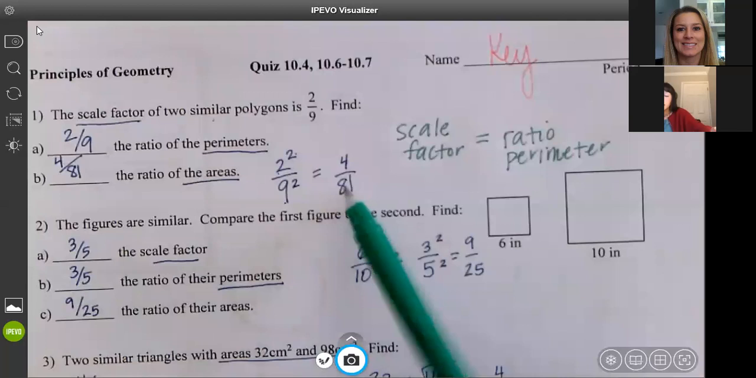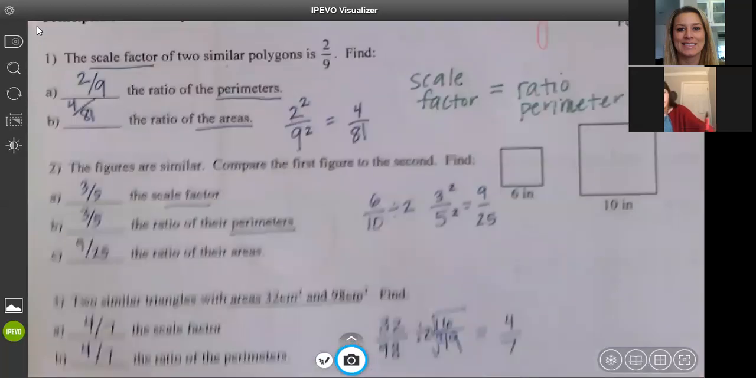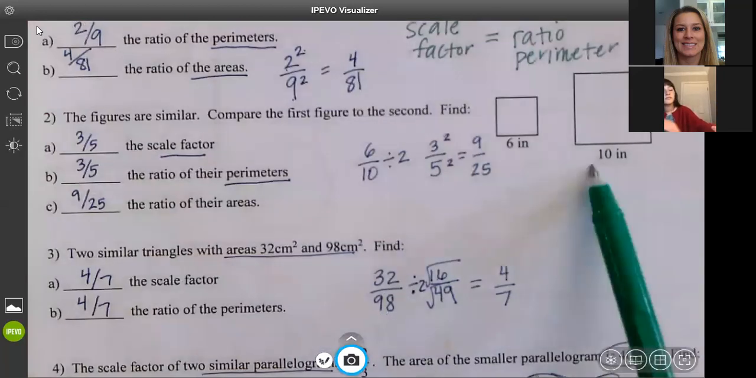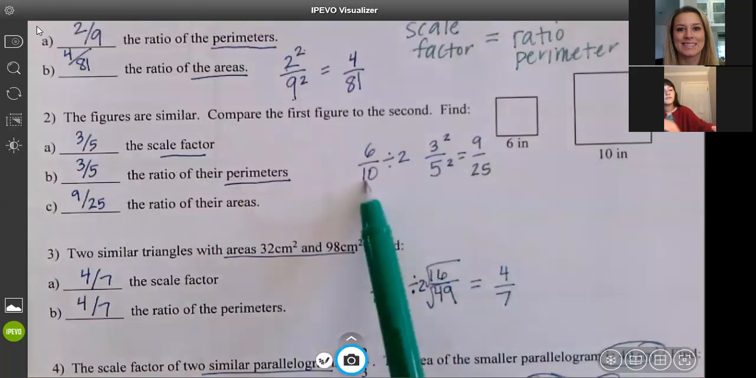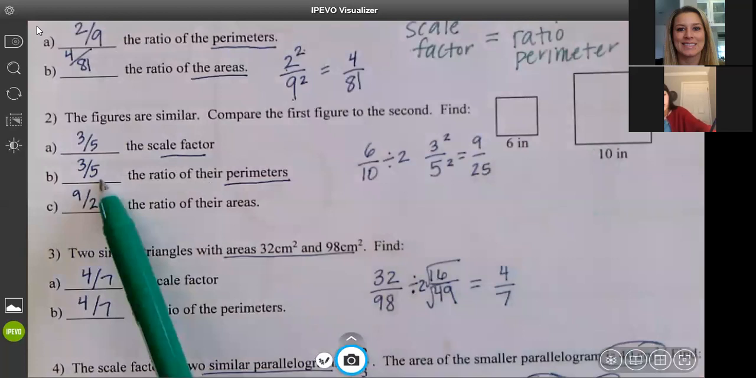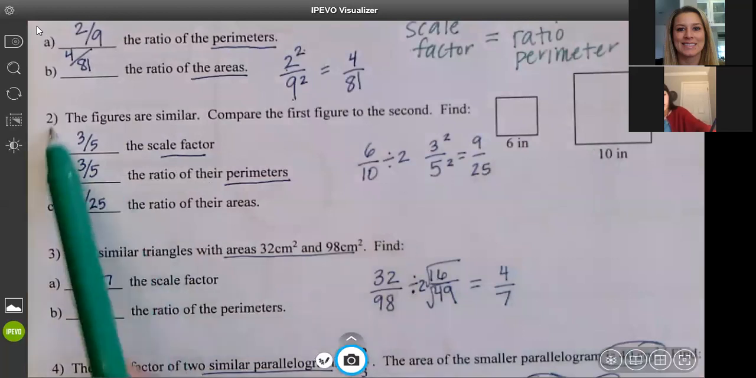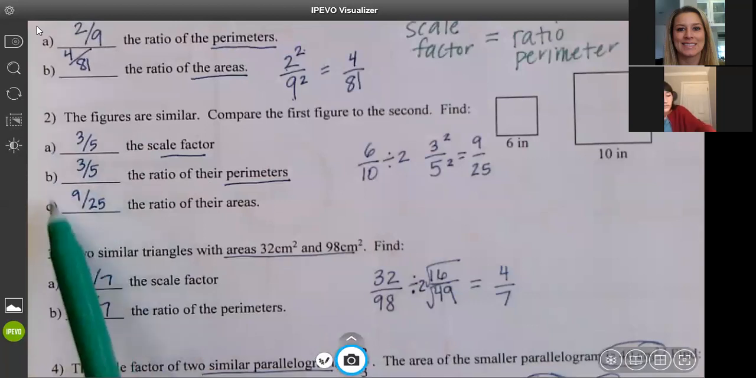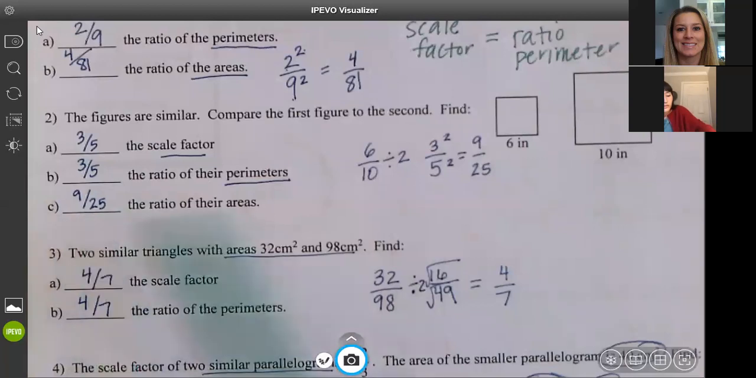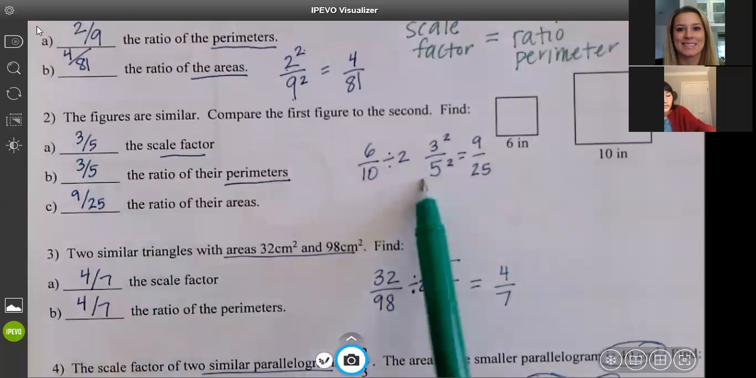Then on 2, when we're looking at the scale factor, it's 6 to 10, and 6 to 10 can simplify. Once you simplify it, you get 3/5. So 3/5 is your scale factor and your perimeter ratio. These relate to 2A, the first problem on the Google form, then 2B would be the second one, and 2C the third one. This one is when you square both of them, so 3 squared and 5 squared gives you 9/25.